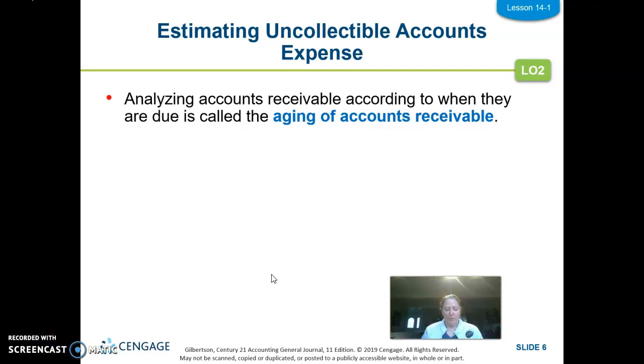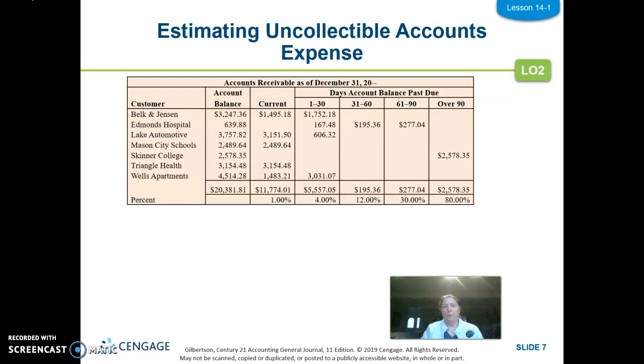Let's look at it in terms of the schedule that we have here, which will hopefully make a little more sense. This schedule is as of December 31st. So at the end of the year, we have all these customers who owe us all of this amount. For instance, someone like Belk and Jensen, they owe us $32,47.36, but it could be made up of lots of different invoices, so we've shipped them things at different times.